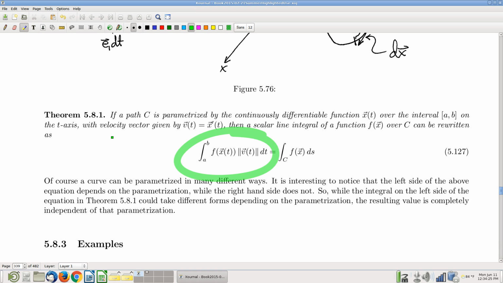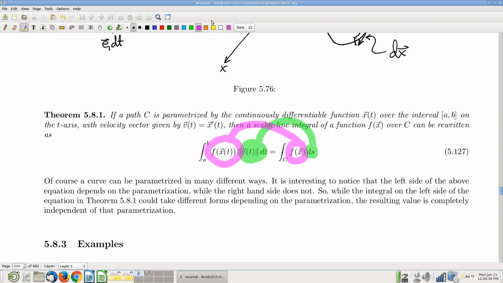Note that ds is speed times dt, just as we discussed. And in the integrand, all I've really done with the integrand is just plug in, right, that x is a function of time.